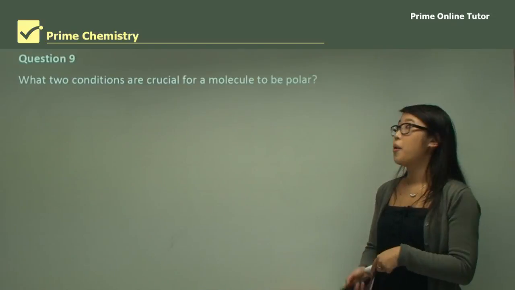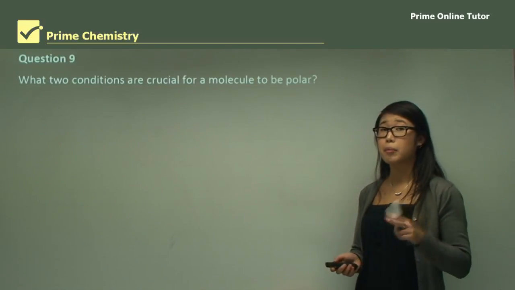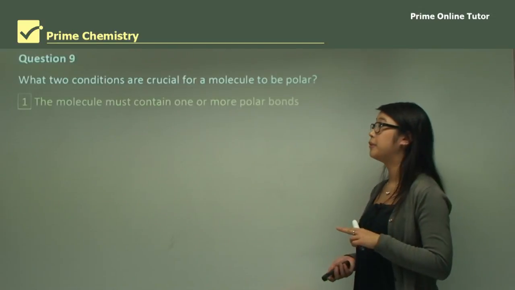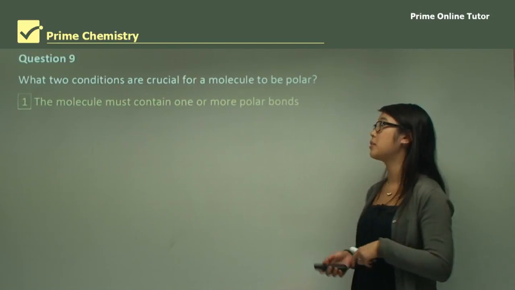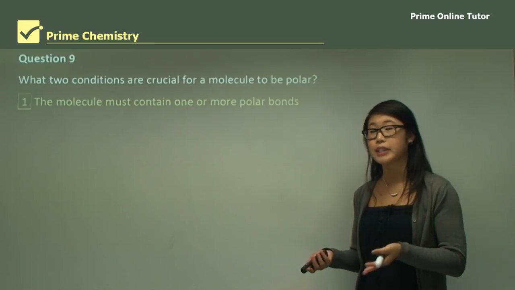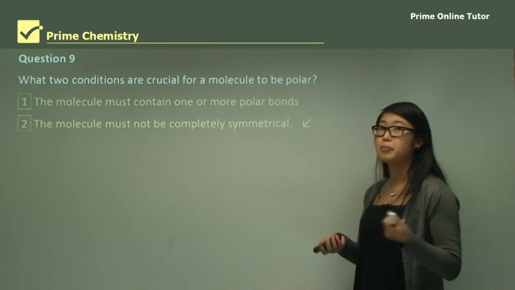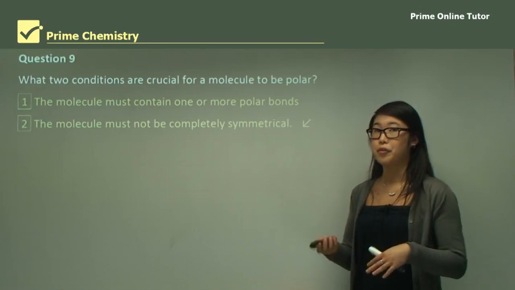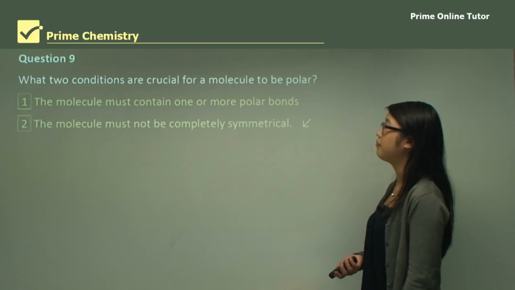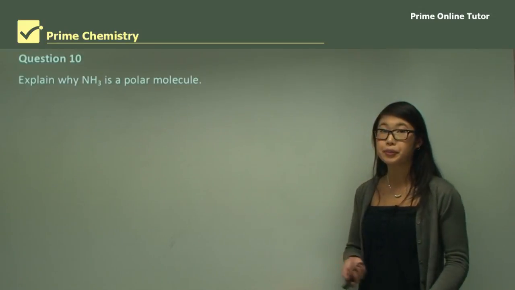Question 9. What 2 conditions are crucial for a molecule to be polar? Remember, we need 2 criteria to be fulfilled. 1 is a molecule must contain 1 or more polar bonds, otherwise it can't be polar if there's none present. And then next, the molecule must not be symmetrical. If it's symmetrical, they all cancel out, and therefore it's non-polar as well. So question 10. Why is NH3 a polar molecule?